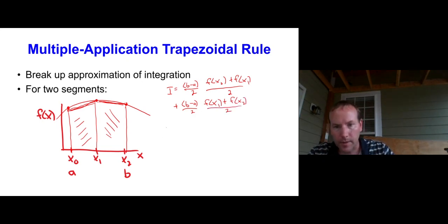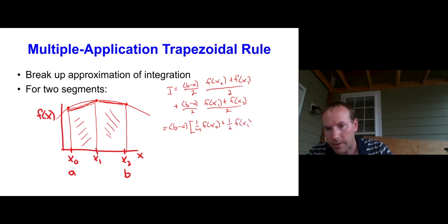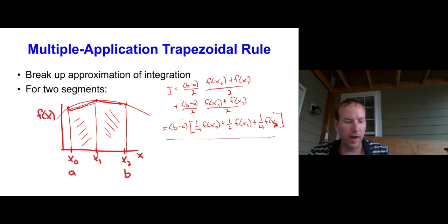And then for the second trapezoid, it's going to look the same initially, f of x1 plus f of x2. Okay, and if we add these two together, what you're left with is b minus a, which is the overall width, times 1/4 f of x0 plus 1/2 of f of x1 plus 1/4 f of x2. Okay, so this is a formula if you're going to use just two trapezoids. That looked like a better estimation than just one trapezoid.